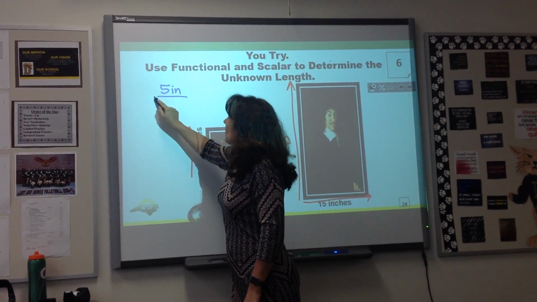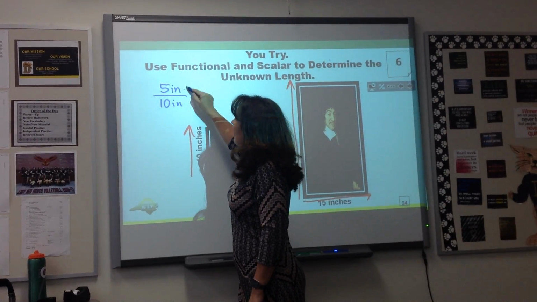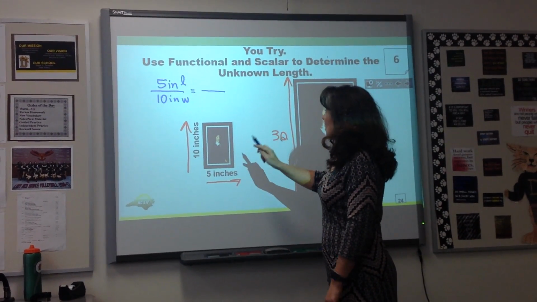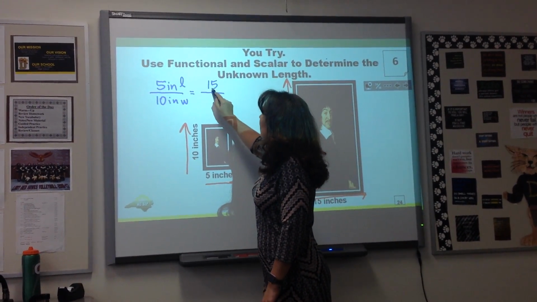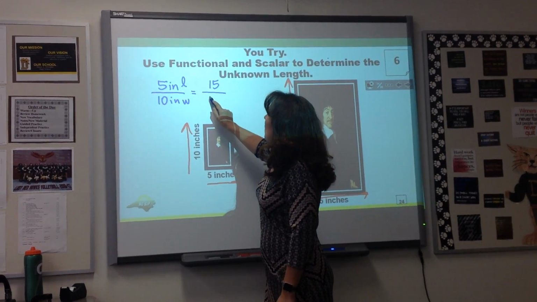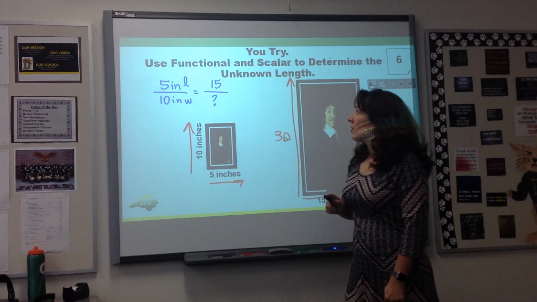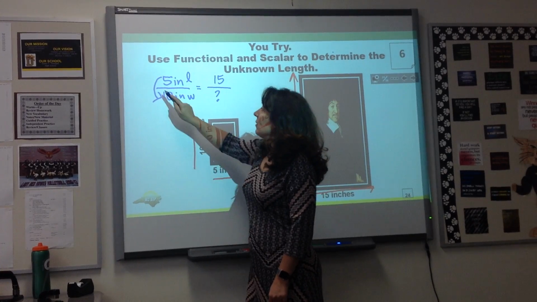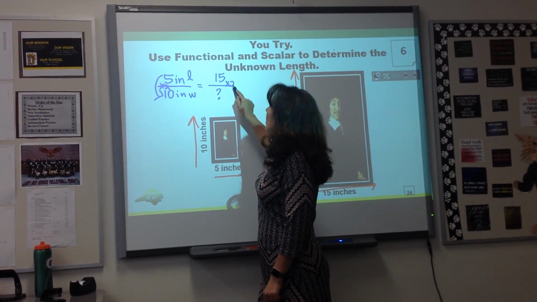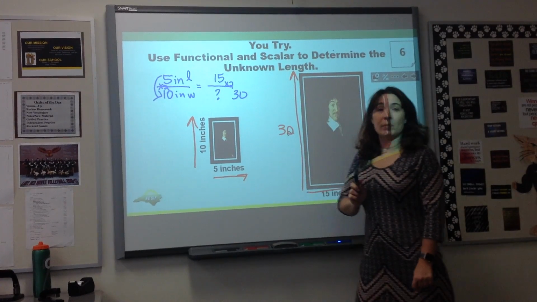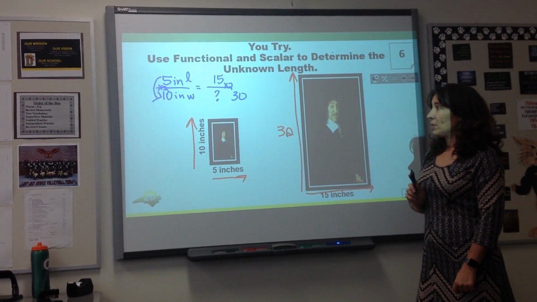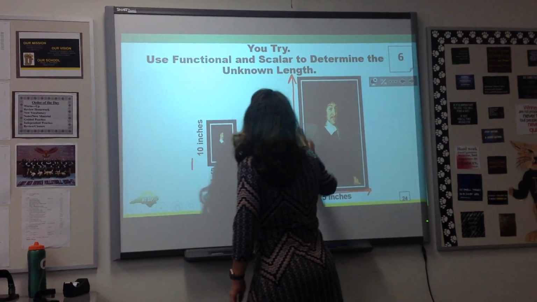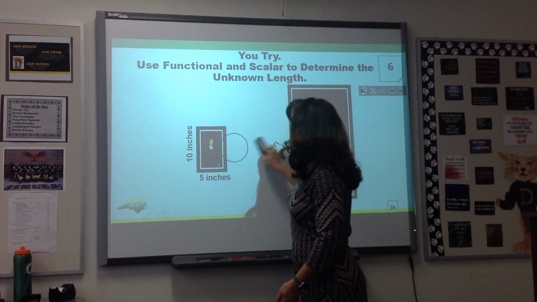5 inches to 10 inches, this is my length and my width. Okay, my length is 15. Okay, so what is my height? So we're looking this way. 5 times 2 is 10. So 15 times 2 is 30. Okay, that's the functional approach. Okay, now let's think about it a different way. Let's think about it using the scalar approach. We know what the answer should be.